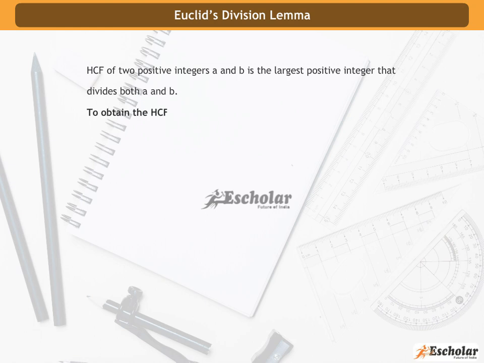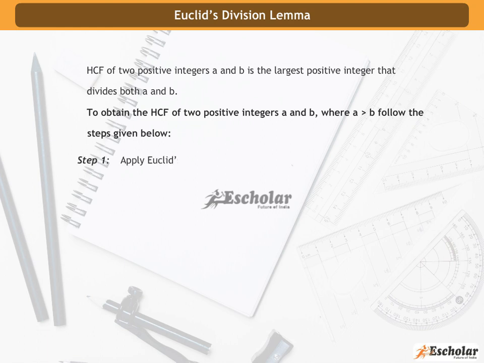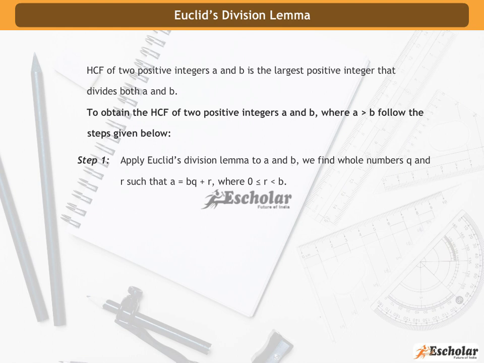To obtain the HCF of two positive integers a and b, where a is greater than b, follow the steps given below. Step 1. Apply Euclid's division lemma to a and b. We find whole numbers q and r such that a is equal to bq plus r, where r is greater than or equal to 0 but less than b.